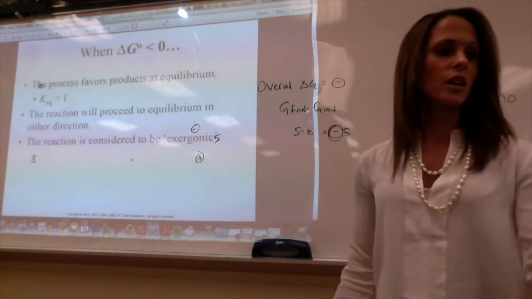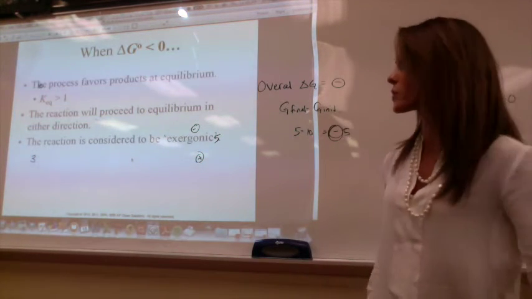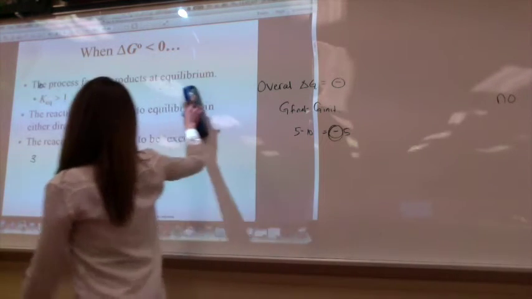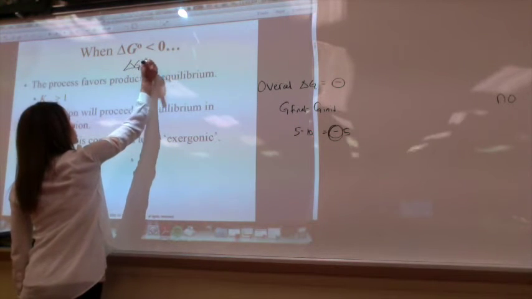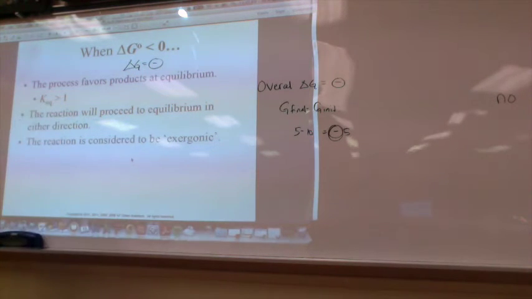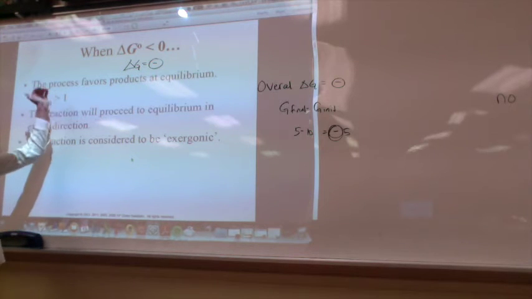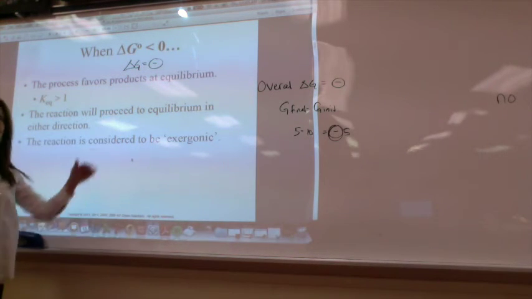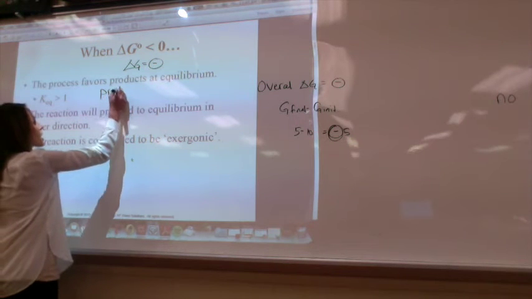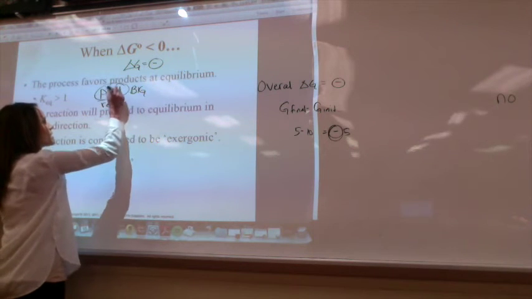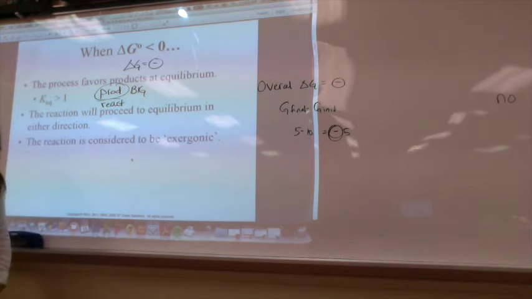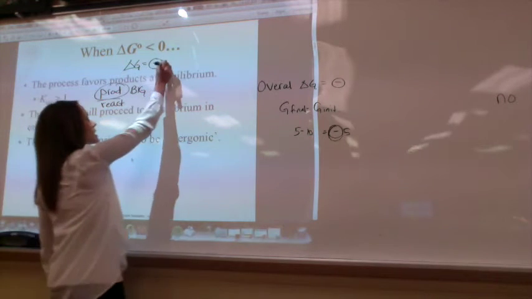Now if we switch this reaction, let me just go over this first. So if the process favors products at equilibrium, then delta G is negative. So if delta G is negative, then that means that the reaction is going to proceed to more products. If you proceed to more products, then your K value will be greater than 1. See how I came up with K greater than 1? Because I know that delta G negative means that I make products, right?